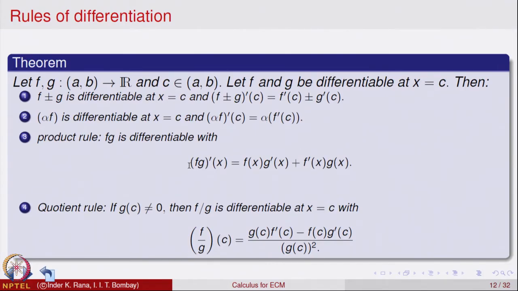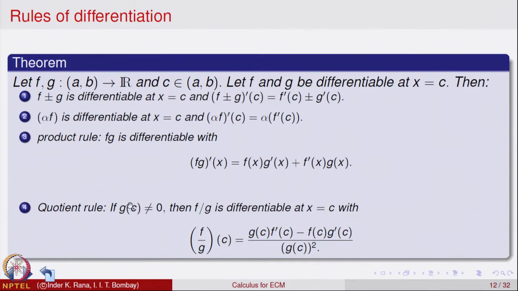For the product f into g, if f and g are differentiable, then f into g is differentiable, and each one contributes and the contributions are added together. So, what is the contribution of each? g gives you g' with a multiple of f plus f' with a multiple of g. This is the contribution of both, and so that is the derivative of f g.